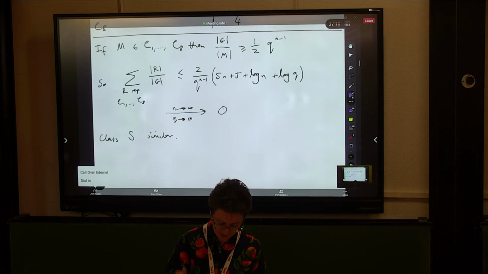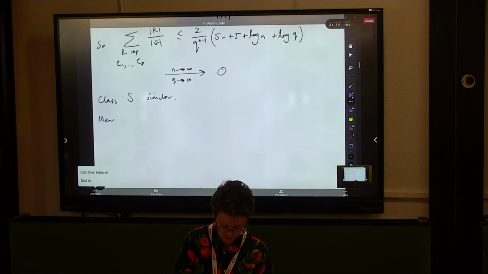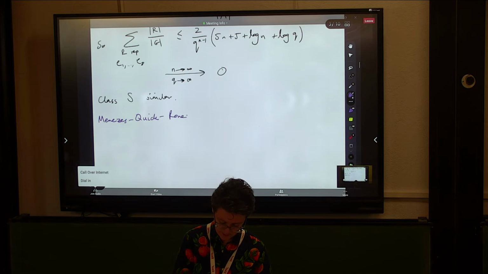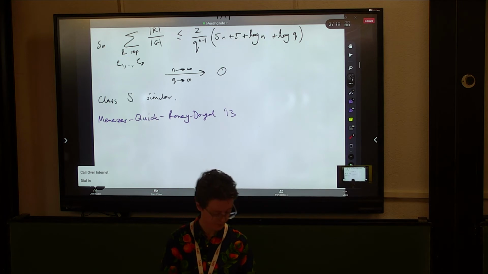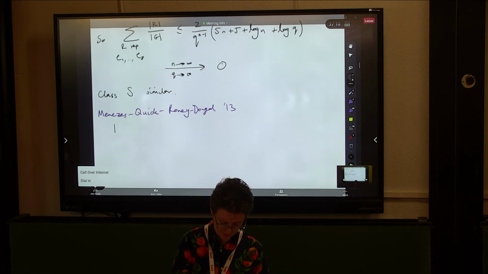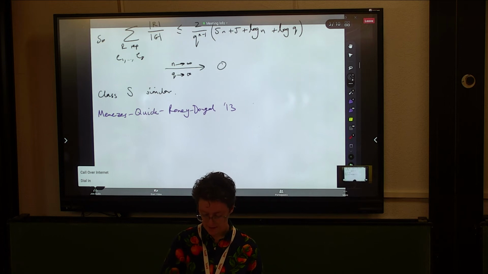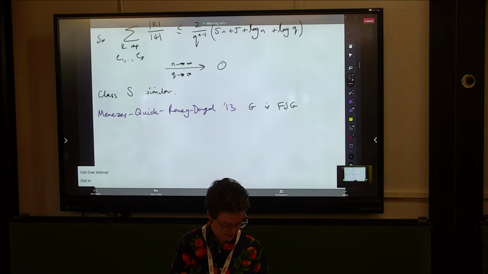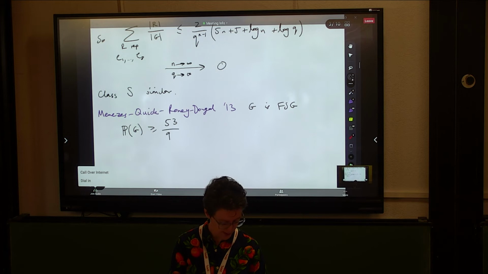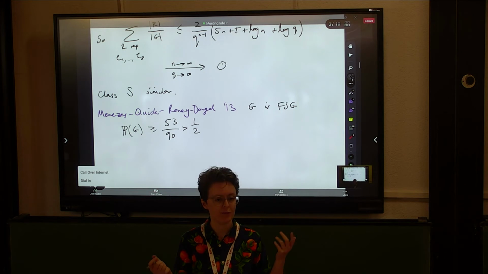So this is a much more recent result of Menezes, Quick, and Rodriguez. And they gave a lower bound. So, okay, I guess I should say, let's take a finite simple group G. And they showed that the probability that 2 random elements generate the group is bounded below by 53 over 90, which in particular is greater than a half. So if you're looking at the graph, you have more than half of the edges.